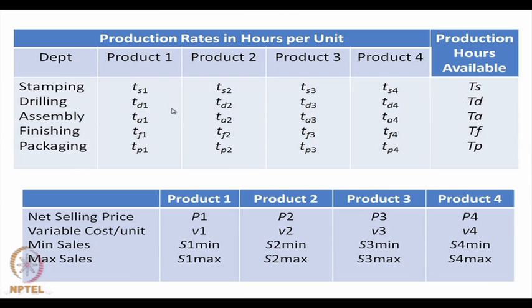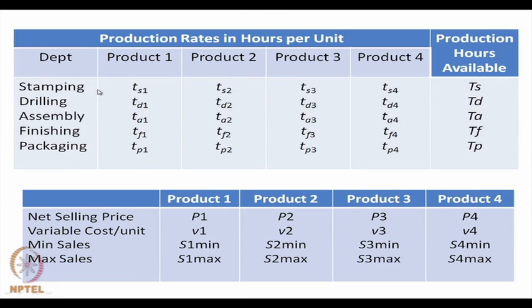It says that each product passes through 5 departments: stamping, drilling, assembly, finishing and packaging, and the time it takes in different departments are given. TS1 is the stamping time for product 1, TD1 the drilling time for product 1, TA1 the assembly time for product 1, etc. Of course, the numerical values are not given symbolically the values are given here, but the actual values have to be known.